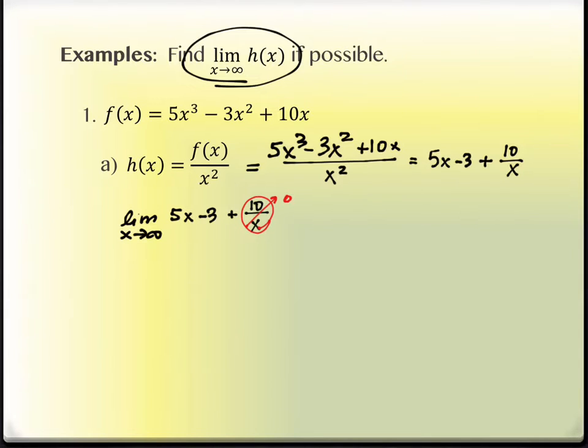However, the first pieces do not. What happens if you have a value that is getting increasingly larger, right? x is getting increasingly larger and it's being multiplied by 5. What number is it tending toward, or what value is it tending toward?